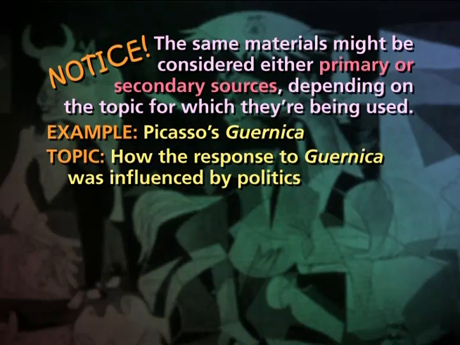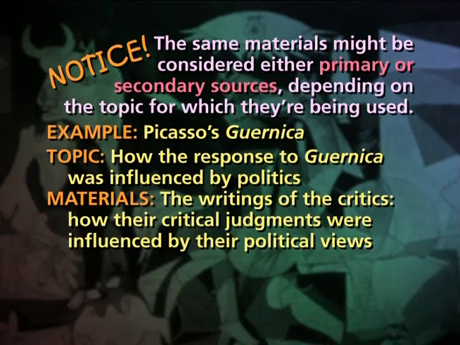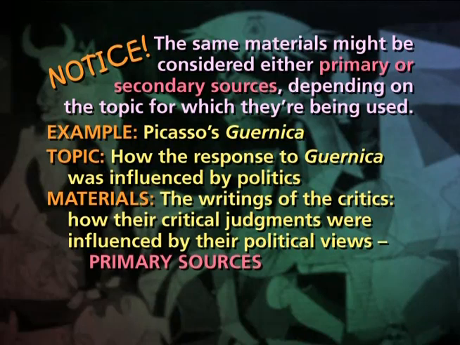Okay, if you were writing that kind of paper, then the main materials that you would be analyzing would be the writings of the critics. You would be reading those articles and analyzing how their critical judgments were influenced by their political views. That would mean that the articles by the art critics would be primary sources rather than secondary sources. So it all depends on what your focus is. The same kinds of materials could be considered primary or secondary depending on the underlying purpose of your paper.